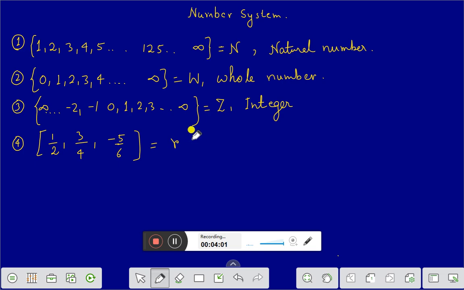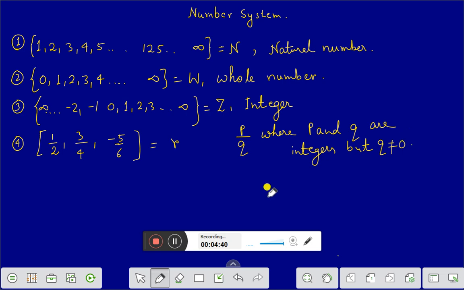A rational number can be defined as p by q, where p and q are integers, but q is not equal to 0. Q is not equal to 0, right?